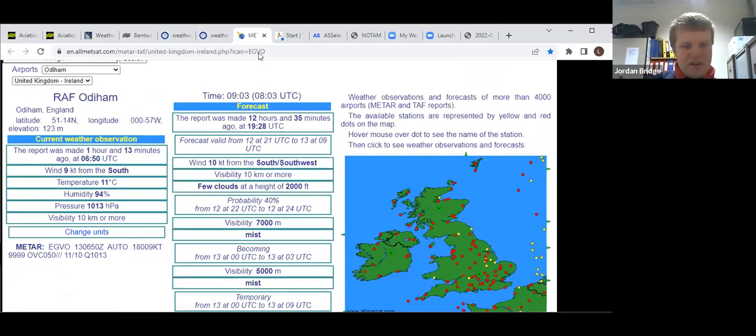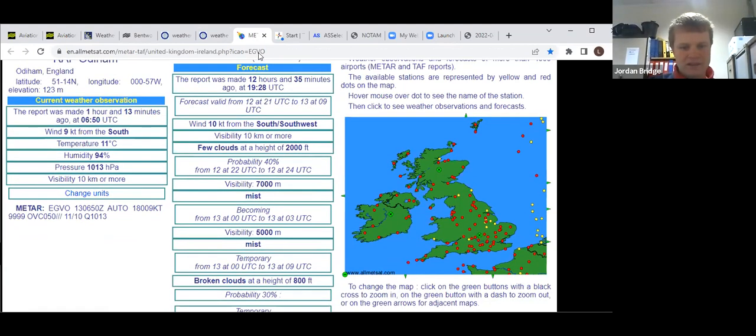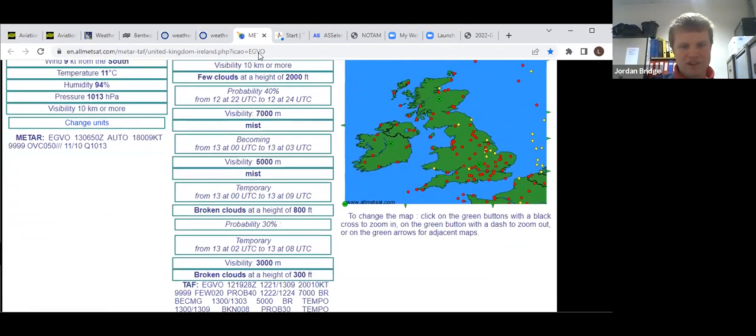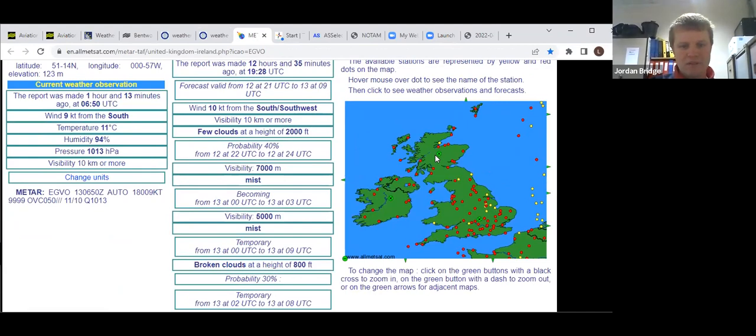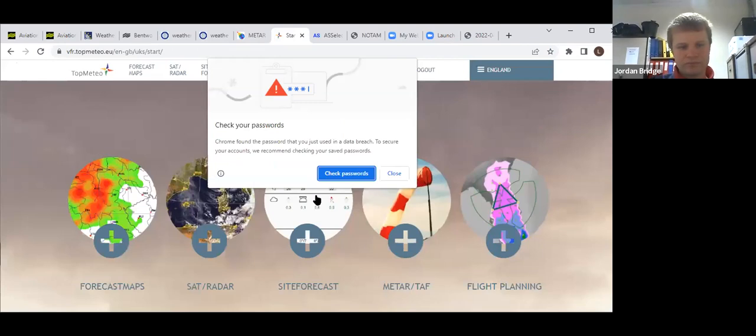Odiham currently reporting overcast at 5,000 above ground. A few at 2,000 is in the TAF. And that's pretty much it, really. That is quite an old TAF, though. So I will bring up Farnborough's just to see what they say. Chance of some heavy rain showers. I think they will be isolated. I don't think we're going to be that worried about them. And yeah, sort of got that light southerly at the moment. Nothing really to affect. Okay, looking at TopMeteo.